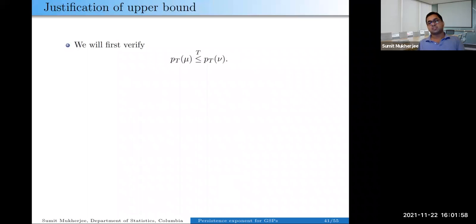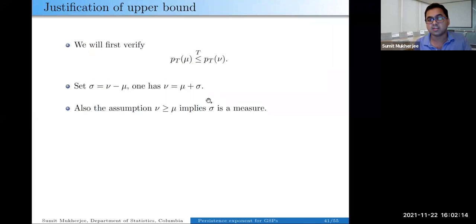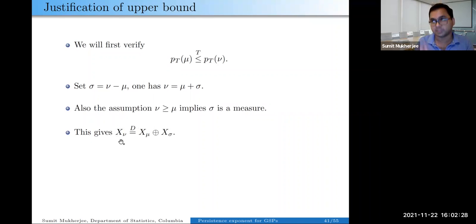So we want to say that the persistence of mu is less than or equal to the persistence of nu. And now you'll see the assumption that nu is larger than mu being used. Since nu is larger than mu, we can write nu is mu plus sigma, where sigma is a measure, because sigma is non-negative and countably additive, since each of them is countably additive. Both of them are finite measures, and therefore I can do this decomposition. I can write the process with spectral measure nu as the process with spectral measure mu plus an independent process with spectral measure sigma. And this decomposition helps out a lot.